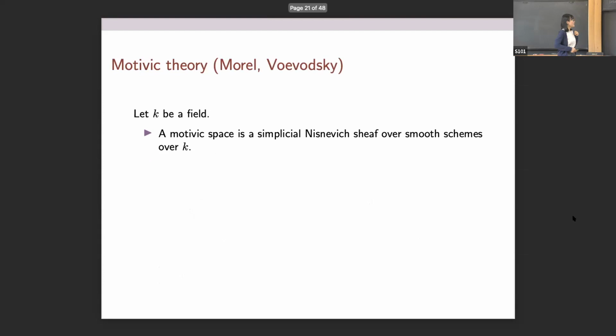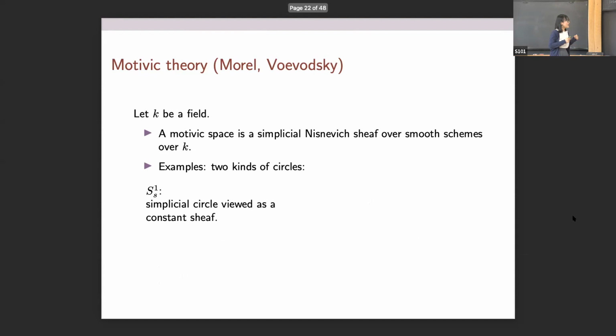And then motivic. Motivic theory is built in the work of Voevodsky, who was here at the Institute, and it's about smooth schemes. So a motivic space, unfortunately, is not as understandable as an equivariant space. It is a simplicial Nisnevich sheaf over the category of smooth schemes over the base field k. I also attach two examples, and hopefully they will help.